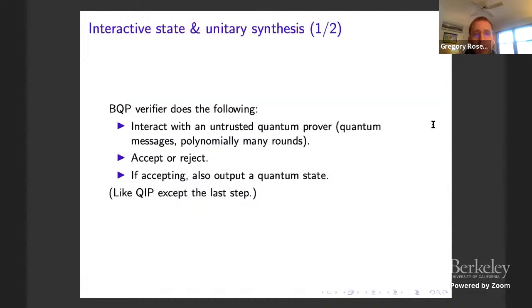So first, let me describe the model of computation with stateQIP and statePSPACE, for example. The model is that there's a BQP verifier that will exchange messages with an untrusted quantum prover, and the prover has unbounded complexity. These are quantum messages over polynomially many rounds. Then the verifier will accept or reject, which so far is exactly like the model of computation in the complexity class QIP. And now what's different is that when the verifier accepts, it also outputs a quantum state.